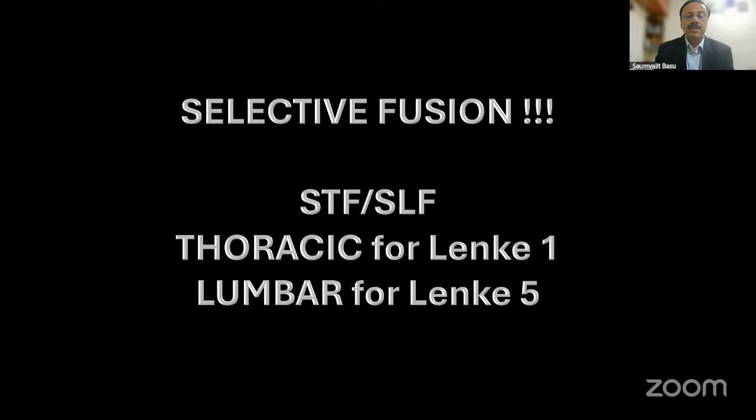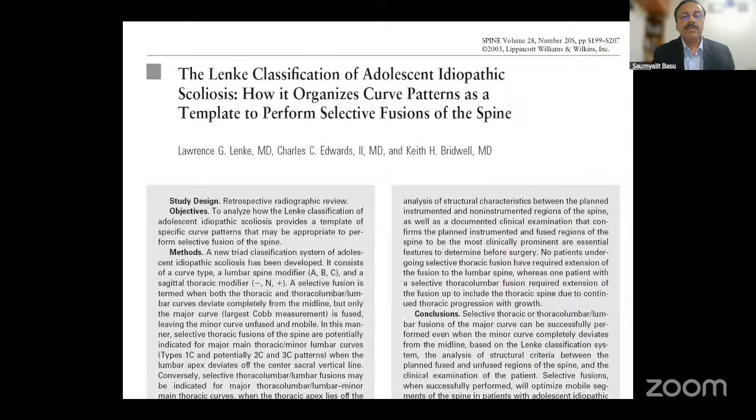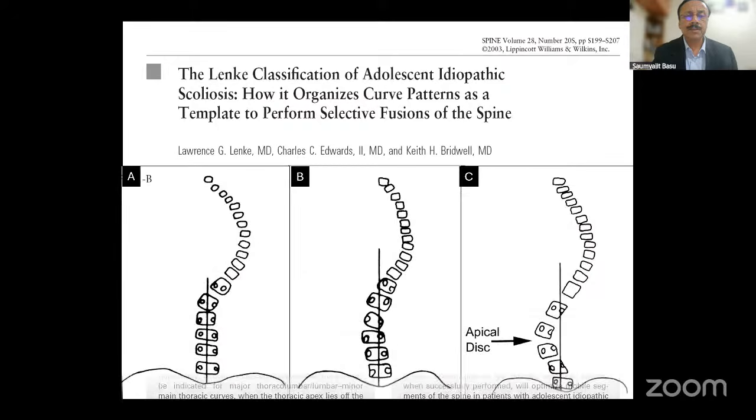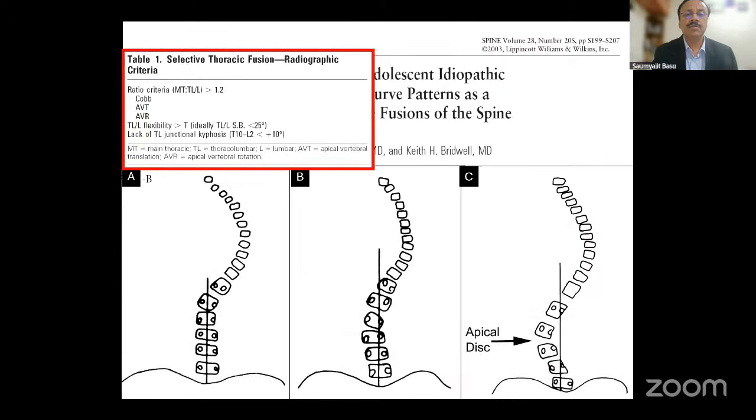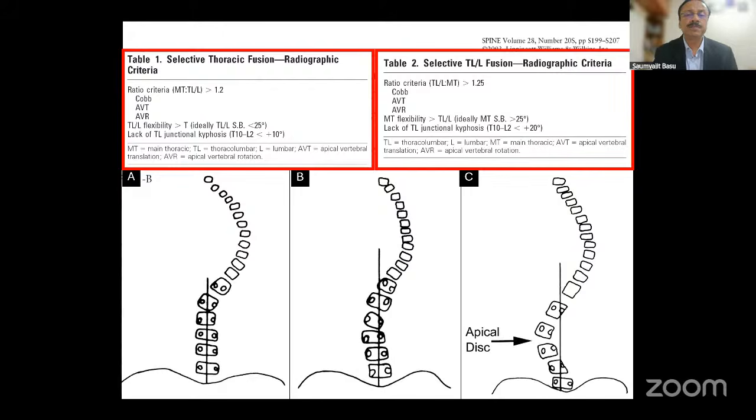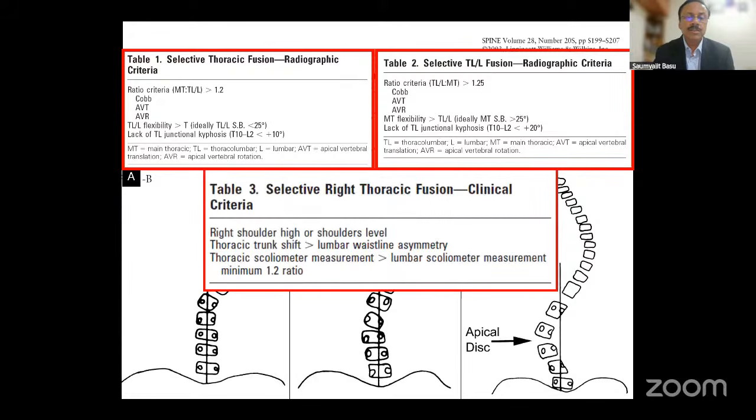So now let's go on to selective fusion. That's the last part of the AIS, which I'm going to tell you. The Lenke classification can serve as a very good template for selective thoracic fusion and a selective lumbar fusion. When the side bending curve comes down to 25 degrees and the ApT-AVR ratio is greater than 1.2, you can do a selective thoracic fusion when the right shoulder is high and there is a minimal lumbar curve on bending forwards.